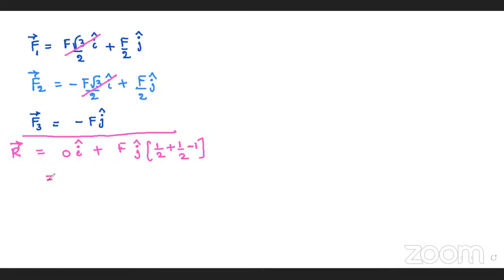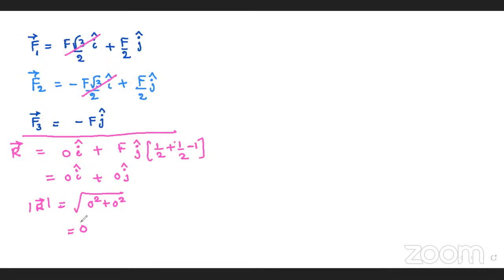So you are getting 0 I cap. Even that also 0 times f, 0 into f is 0 only. So plus 0 j cap. Both the components are 0 means its magnitude is also 0. Like root of ax square plus ay square. Both are 0. So root of 0 square plus 0 square, that you will get 0 again. So its magnitude is equal to 0.